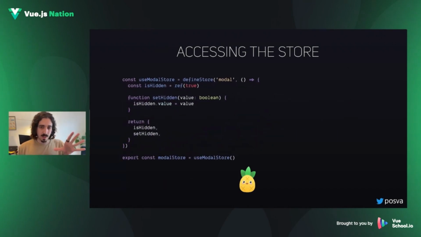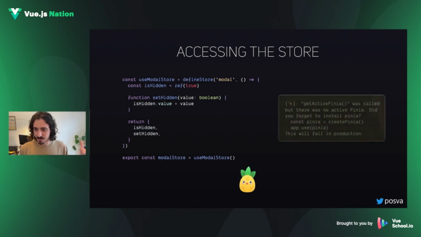Now, the reason I'm mentioning this is because sometimes I've seen people say, okay, I'm too lazy to call this function use model store. It might not be performant. It is, it just doesn't matter. So they just call it right away after defining the store and they export the store instance instead.